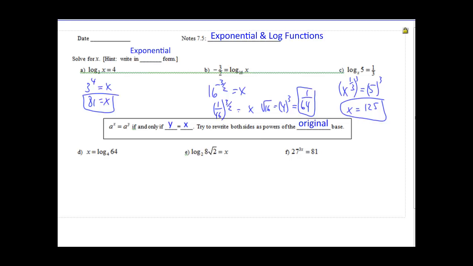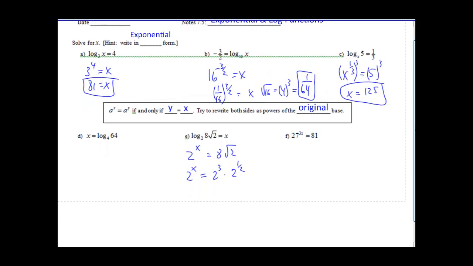Quick one, we're going to jump to letter E quickly. If we take this and rewrite it with the base 2, 2 to the x equals 8 times radical 2. Let's rewrite it with a base of 2. So this is 2 to the x. 8 is 2 to the 3rd times, let's just rewrite the radical as 2 to the 1/2. What you'll notice, if you have the bases the same, we are adding exponents. So this is 2 to the x equals 2 to the 3 plus 1/2. So 2 to the x equals 2 to the 3.5. So therefore x equals 3.5.